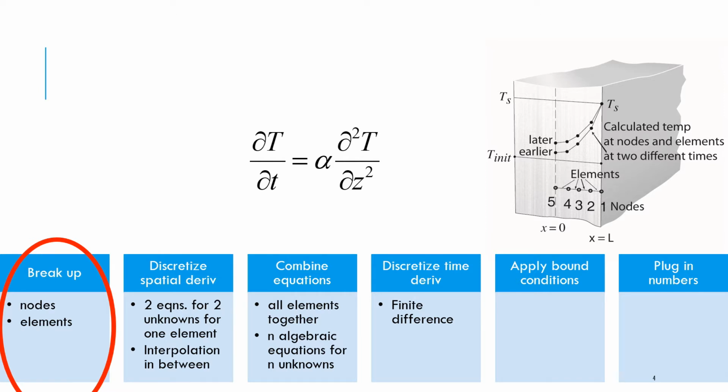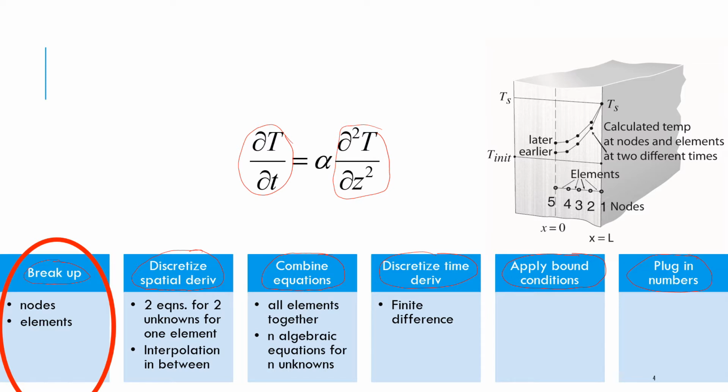So now, before we do this, let's have the big picture of what we will go through. We will break up the domain into elements with nodes. Then we'll take one of these elements and discretize the spatial derivative. That's this one, the spatial derivative. And then we combine the equations for all the nodes. Then we discretize the time derivative and then apply the boundary conditions, and finally, just to make ourselves feel comfortable, we'll plug in numbers. So that's the step we're going to go through.